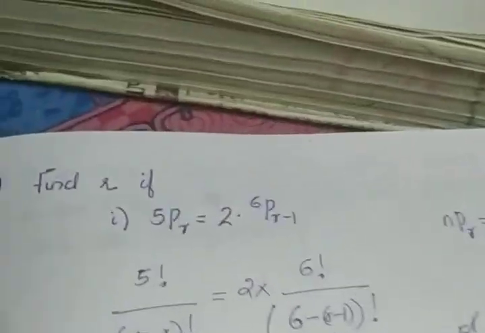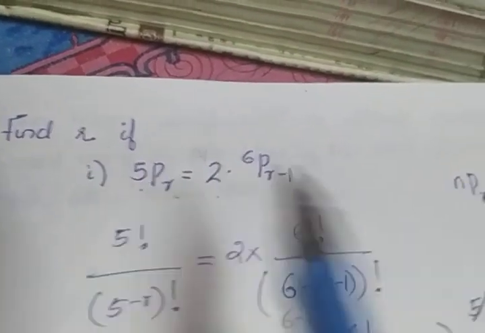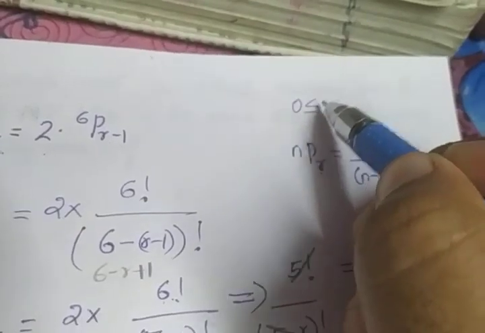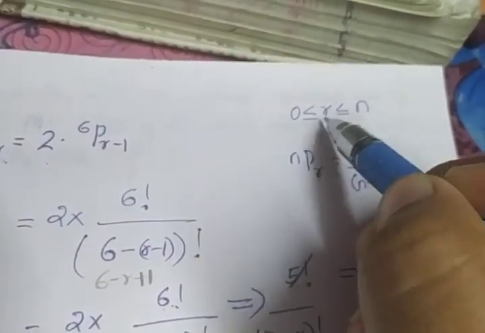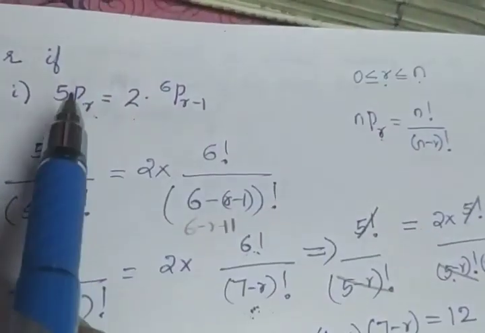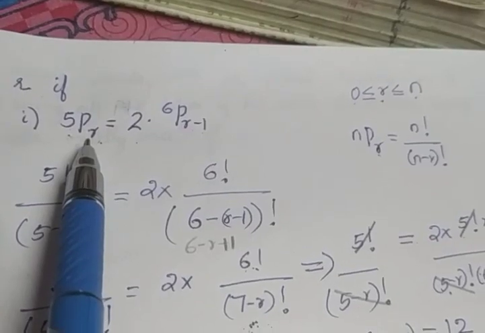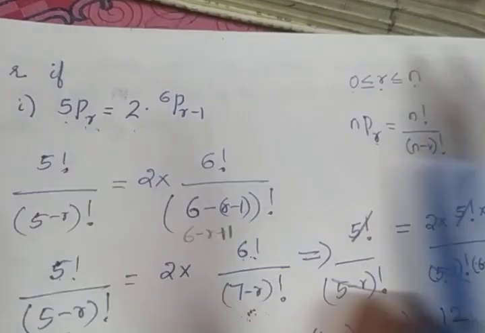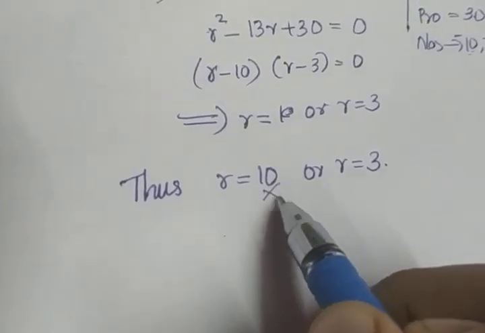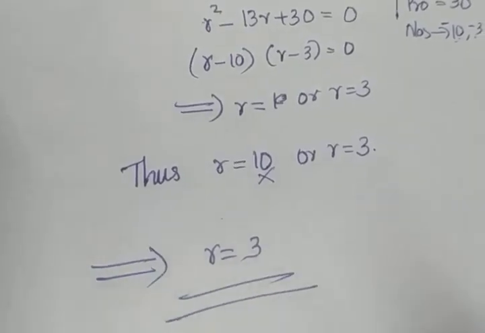But 5Pr is given in the question, isn't it? And we have a restriction. If we are taking nPr, we have a restriction that 0 is less than or equal to r, which is less than or equal to n. r can take only values from 0 to n, isn't it? So if I am taking 5Pr, r is restricted to the values between 0 and 5. Then can r take the value 10? No, it must be rejected. Thus, that implies r is equal to 3. Okay.